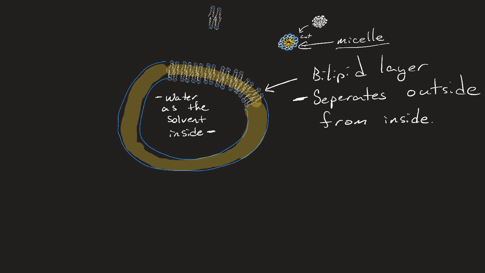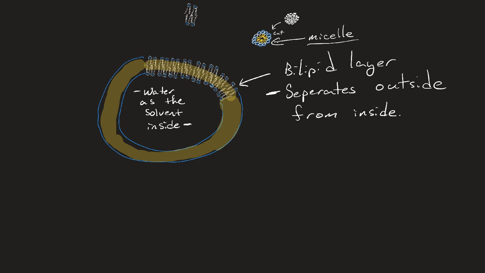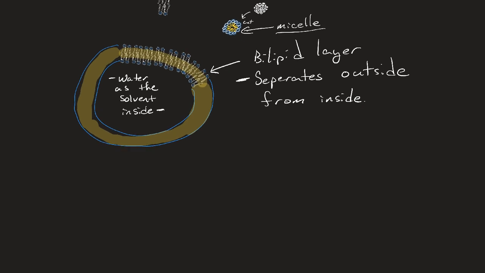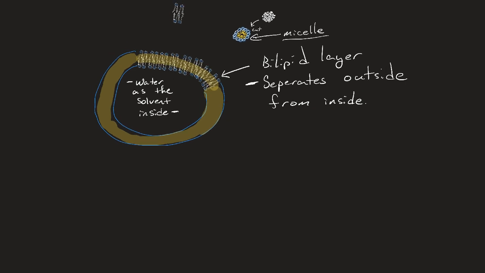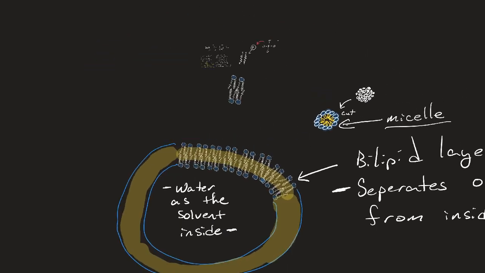And there's an environment that's different from the outside, and that's a big deal. With the micelle, you had an environment that was different from the outside, but you didn't have water as a solvent. So now you couldn't do some of the things you need to do for life. All right, so let's go back and look at the questions.